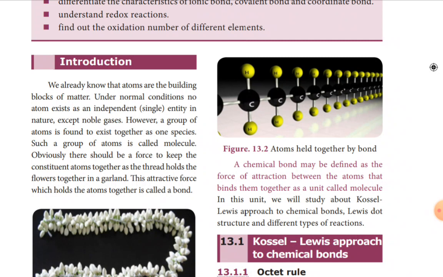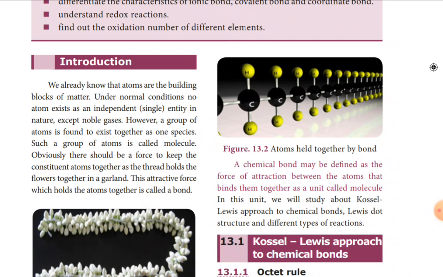See, a chemical bond may be defined as the force of attraction between the atoms that binds them together. So the force only binds them together as a unit, as a single unit, which is called a molecule. So these three lines are the definition for a chemical bond.